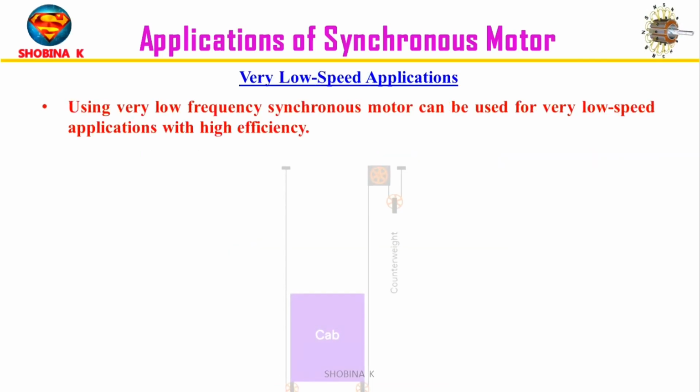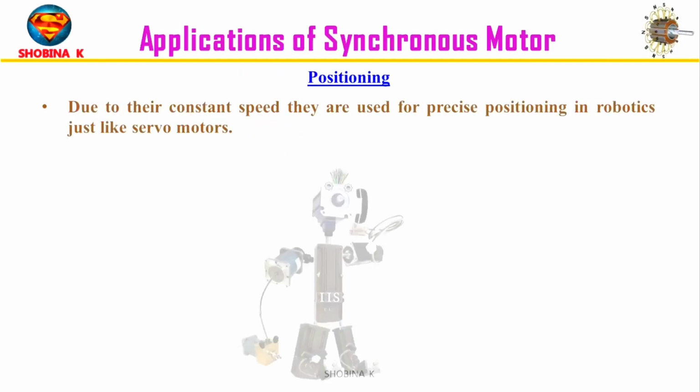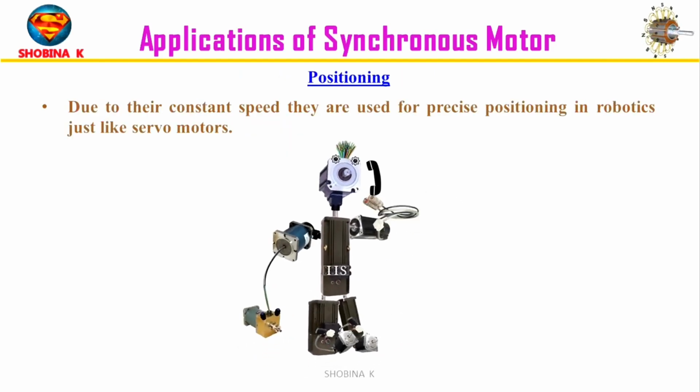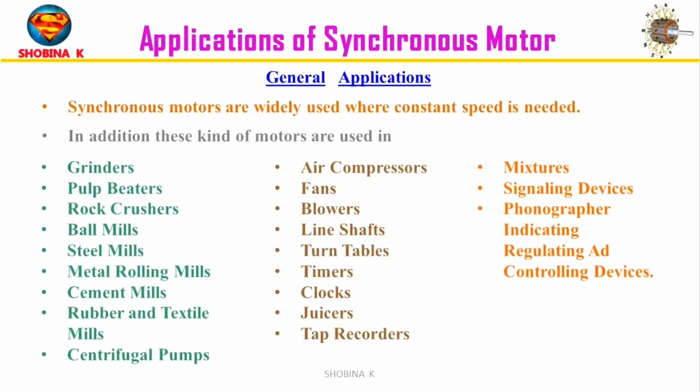Using a very low frequency synchronous motor, it can be used for very low speed applications with high efficiency. Due to constant speed, they are used for precise positioning in robotics just like servo motors. And finally, the general applications. These synchronous motors are widely used where constant speed is needed. In addition to the above applications, it can be used in grinders, steel mills, cement mills, centrifugal pumps, clocks, timers, blowers, etc. And that's all for this session.